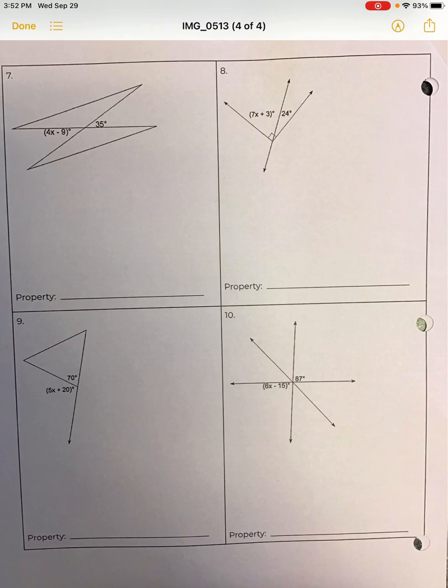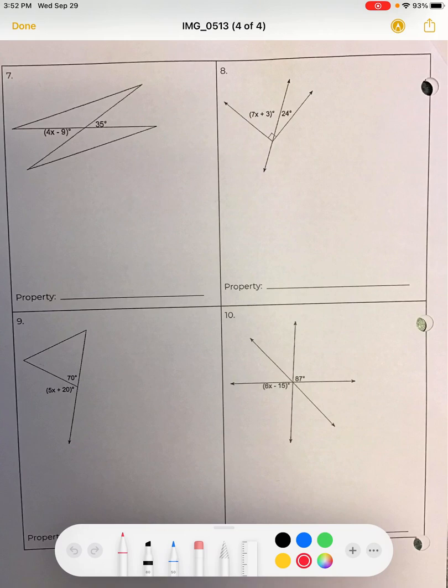So this next one you see is, they're both on a line, but in this case they share a vertex. They share this vertex and it makes this X. So this angle is equal to that angle. That is called vertical angles. And vertical angles are equal or congruent. So I'm going to set 4x minus 9 equal to 35 and solve for x. Add 9 to the other side and get 44. Divide by 4, x equals 11.